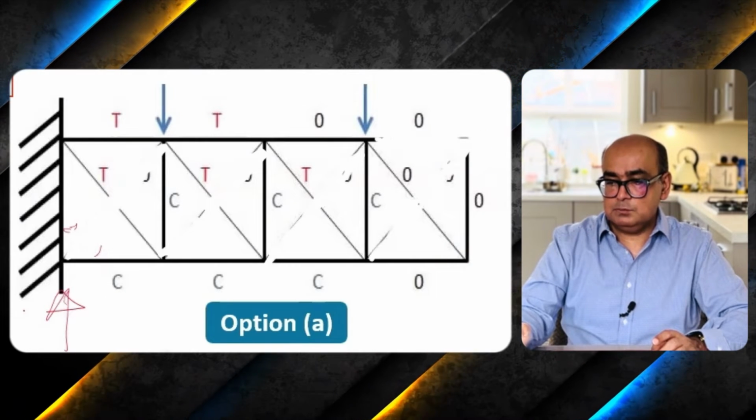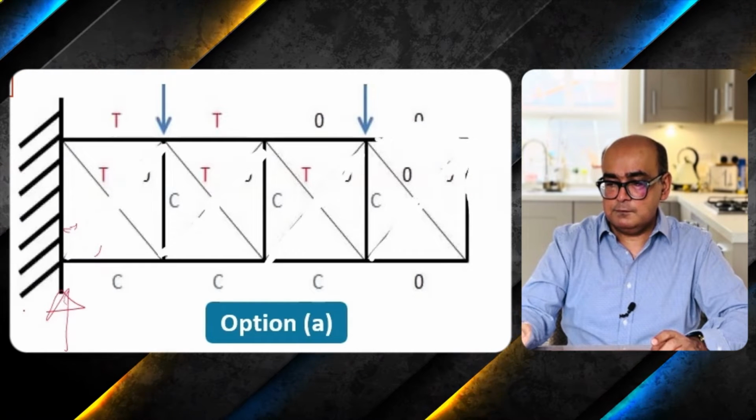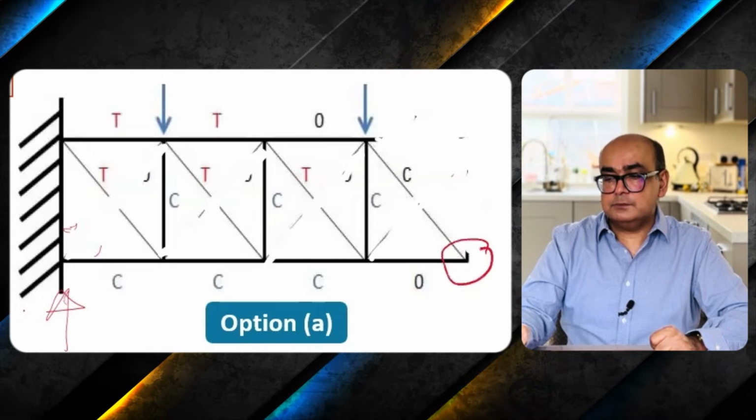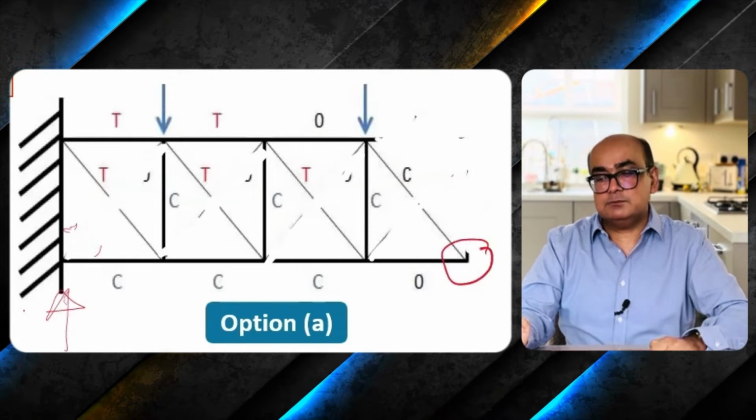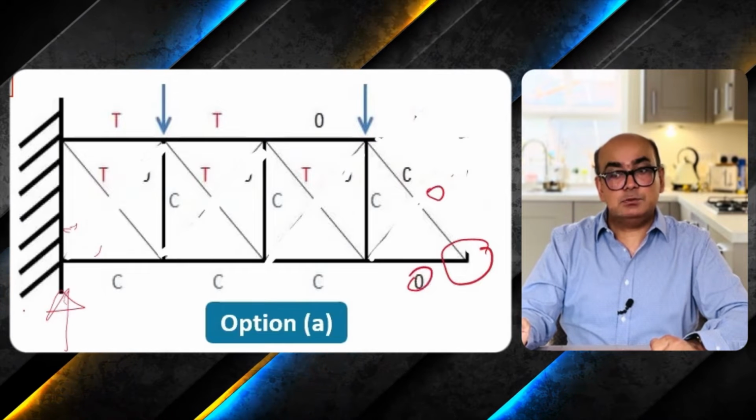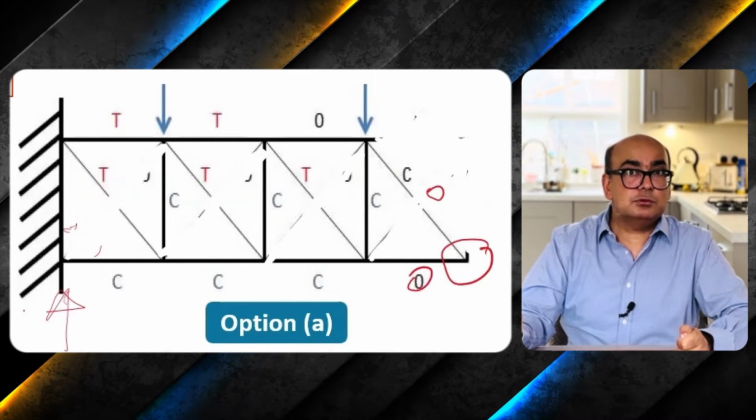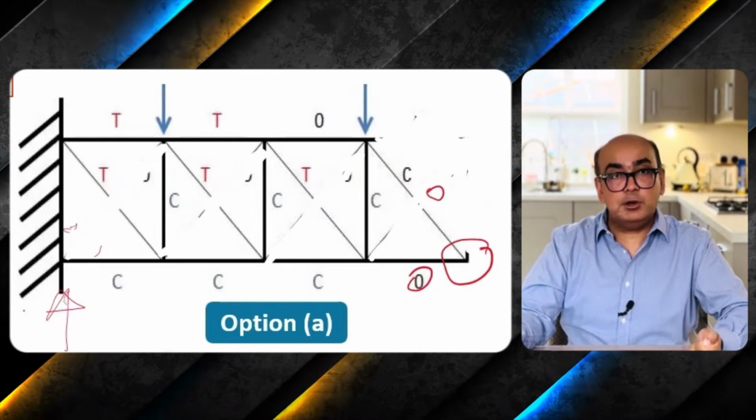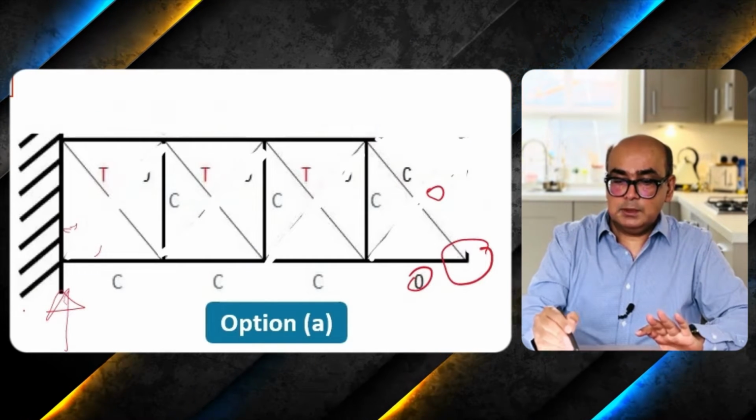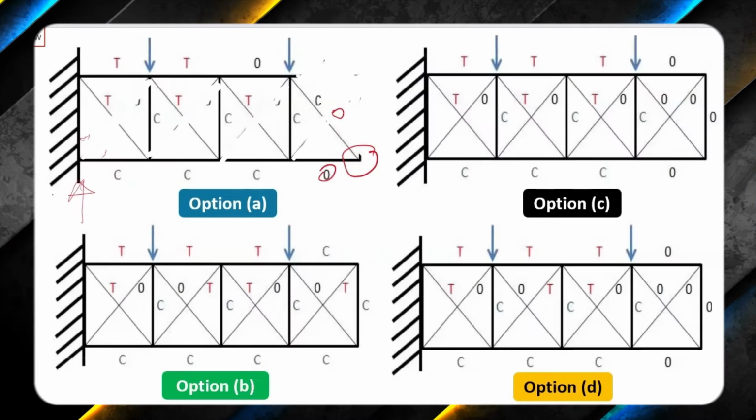When these two members are rubbed off, then you will see that at the bottom we only have two members here. It means that the force in these members will be zero as well, because it follows the first rule: two non-collinear members meeting at a point at an unloaded joint will be zero. Let's go and rub this off as well.